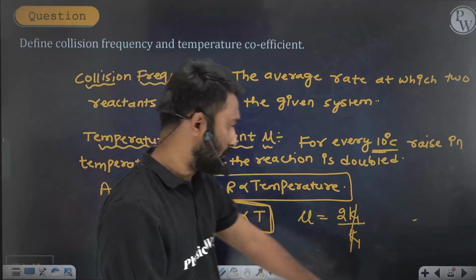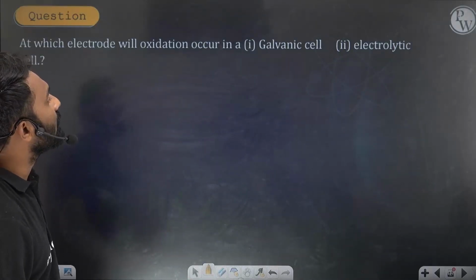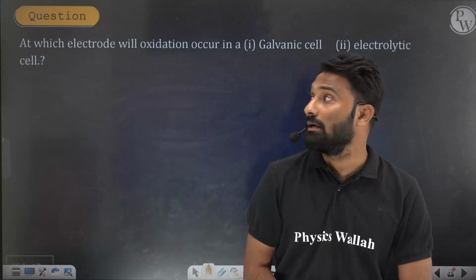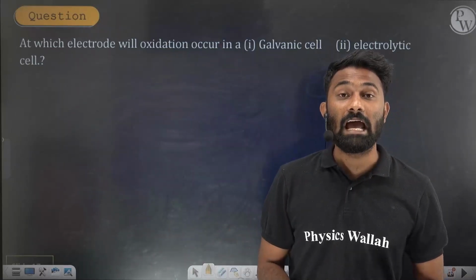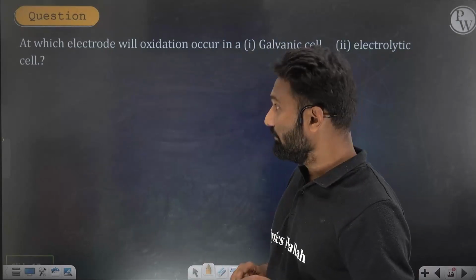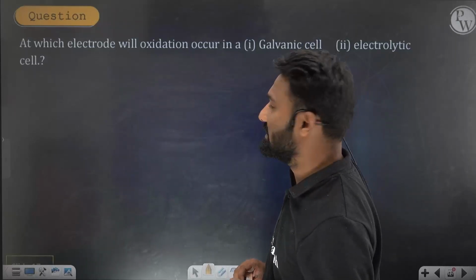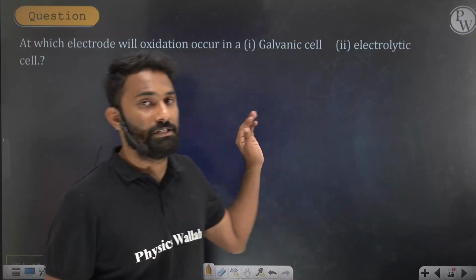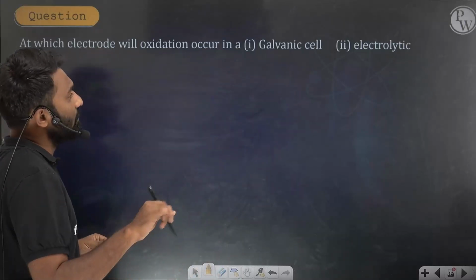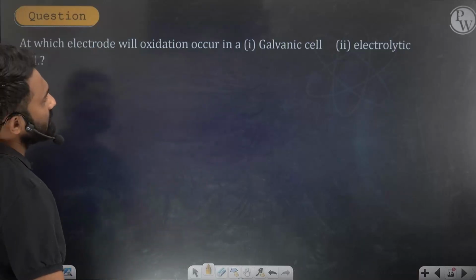Then next, at which electrode will oxidation occur in the galvanic cell and the electrolytic cell? Now this is very, very important. They can ask the question in another way too. At which electrode does oxidation occur in a galvanic cell and an electrolytic cell, they were asking. First I will explain this question. Now I will give another question in a different manner that you comment over in the comment box for the electrochemistry chapter.